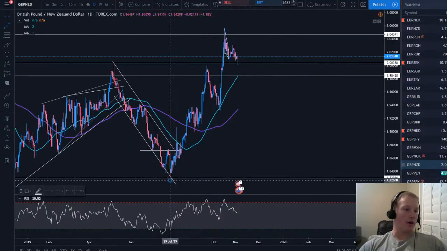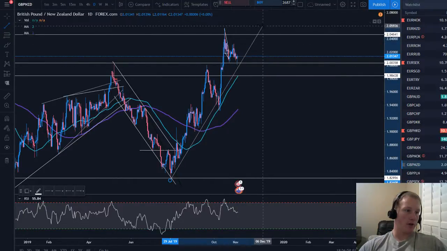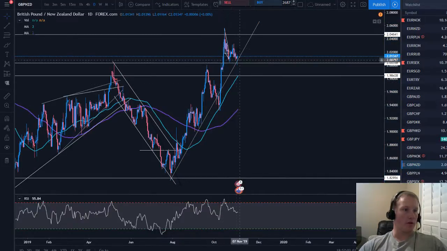British pound, New Zealand dollar is setting up for what looks like a double top. So keep your eye on that. I don't really know where to draw this trend line. I'll draw it here. Yeah, looks like it's going to retest that high.